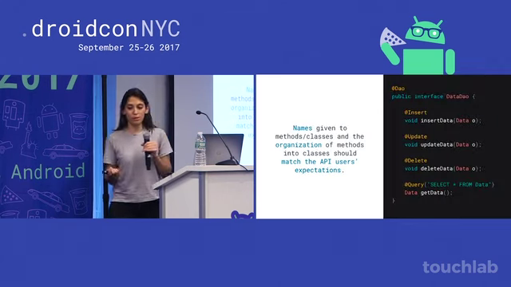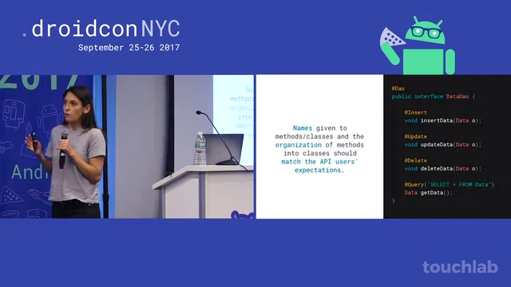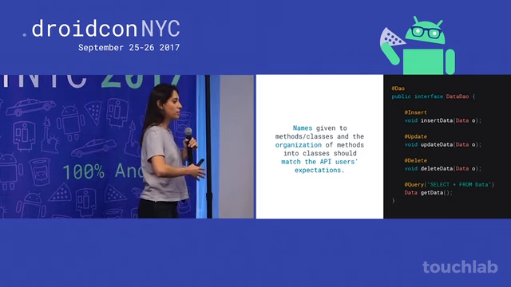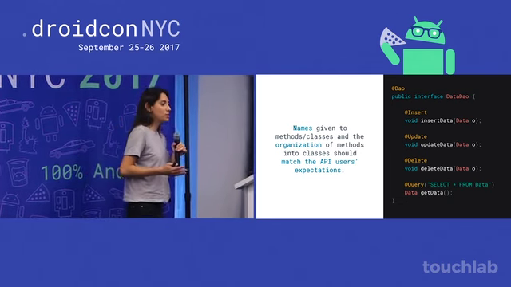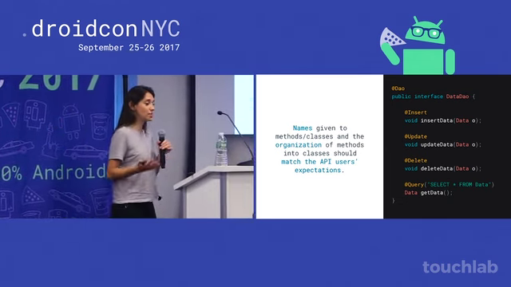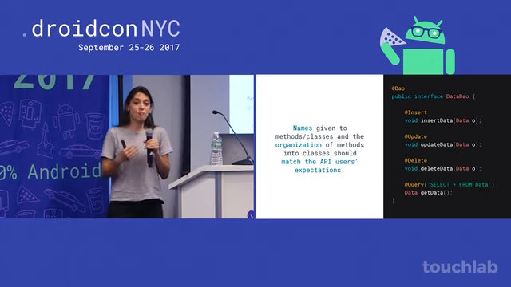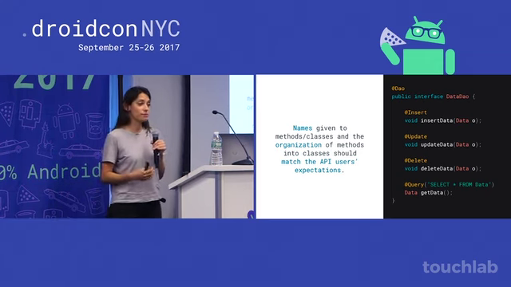So, for example, when working with a database, we know that we want to insert some data, we want to query the database, we want to update some data, we want to delete it. So, for example, with Room, we have all of these annotations that actually match the expectations that we have from the database.